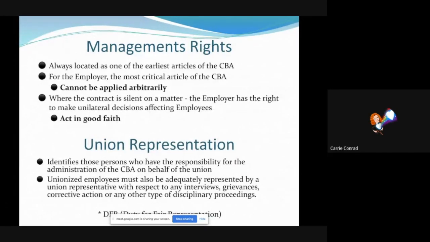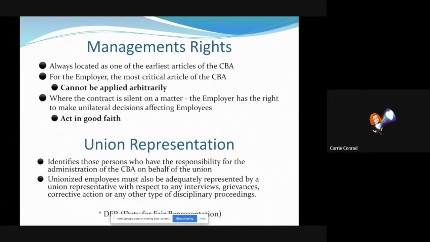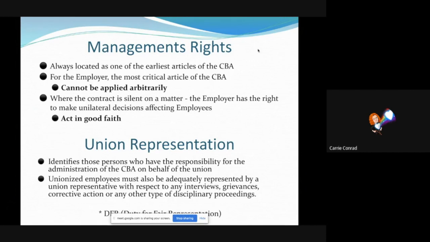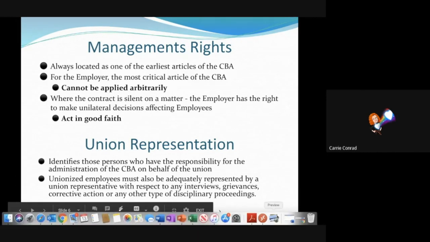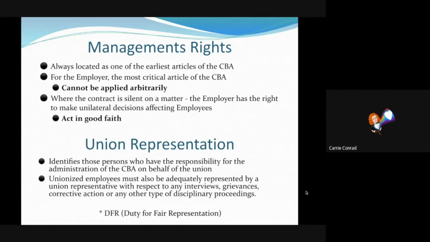Two items that you will always find within a collective agreement are both the management rights and union representation. Management rights are always located as one of the earliest articles of the collective bargaining agreement. For the employer, it is one of the most critical articles of the collective agreement. What's important to know is that it should not be applied arbitrarily.